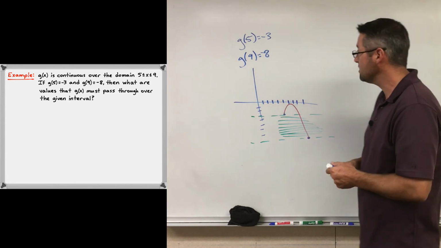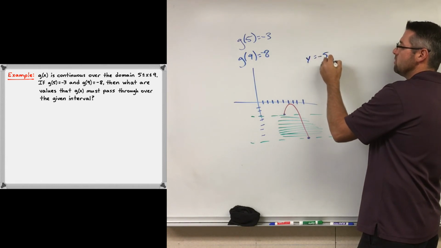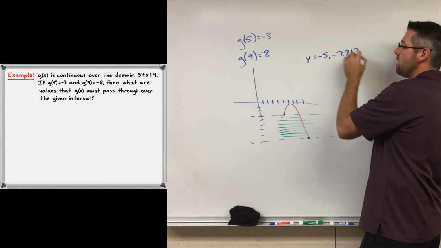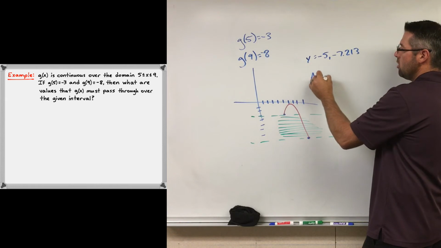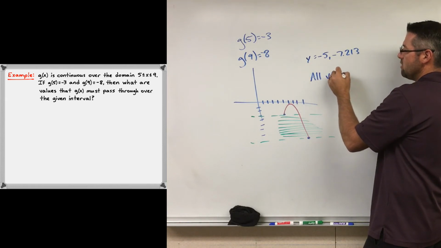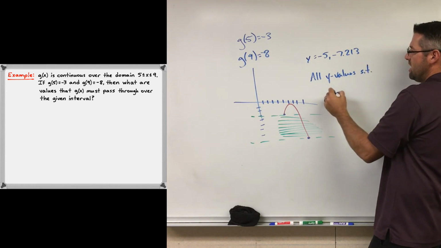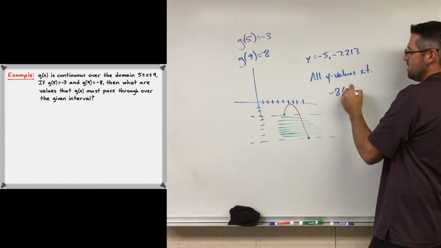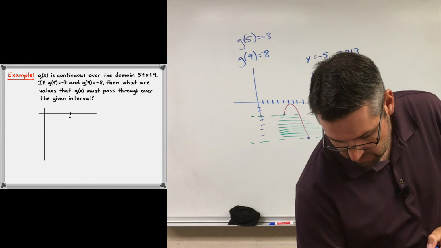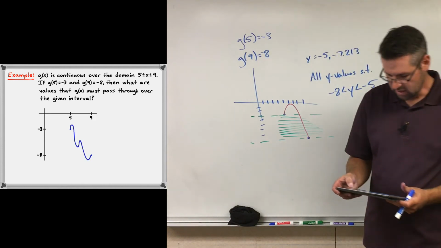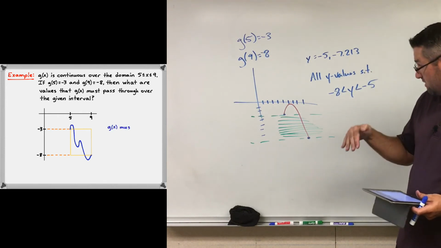So an example of this would be, well, it's got to pass through y equals negative 5, y equals negative 7.213, every value between negative 3 and negative 8. So all y values such that negative 8 is less than y is less than negative 3. Okay, I guess you could answer it that way. You can give specific examples, but I think that's a pretty straightforward idea. Every value between negative 3 and negative 8 must be obtained, or negative 8 to negative 3.